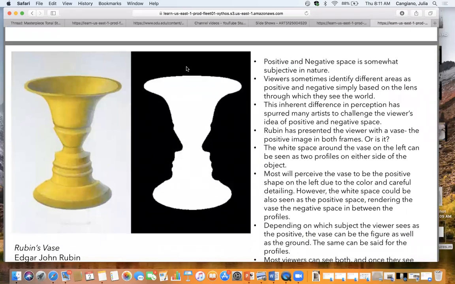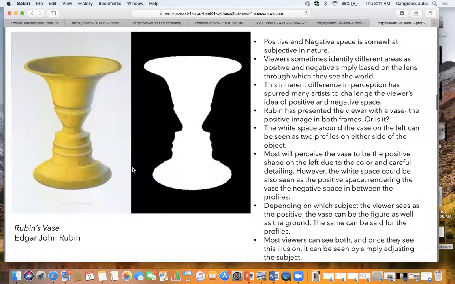And then, as I said, this is sort of a subjective concept. So this is really a famous image. You guys have probably seen it at some point. This is Rubin's vase. And the viewers obviously can identify, especially on the right here, but on the left as well, the white space, especially when you're looking at this image on the left, the white space around it is reading as the negative space, and the yellow, this sort of very clear form with definite shadow and light coming in from one side, that reads as the positive.